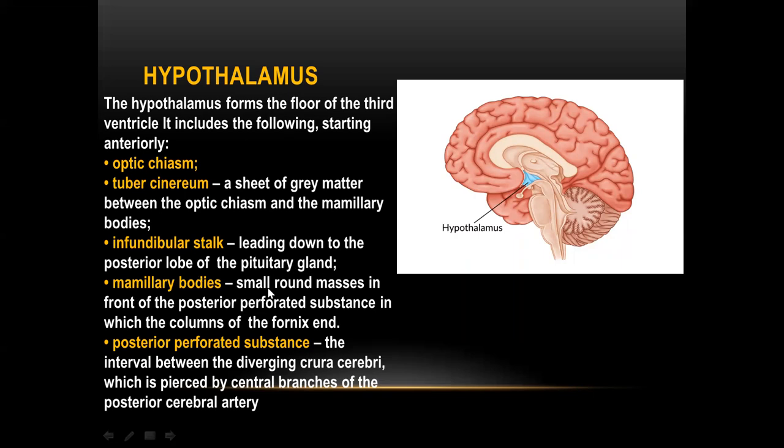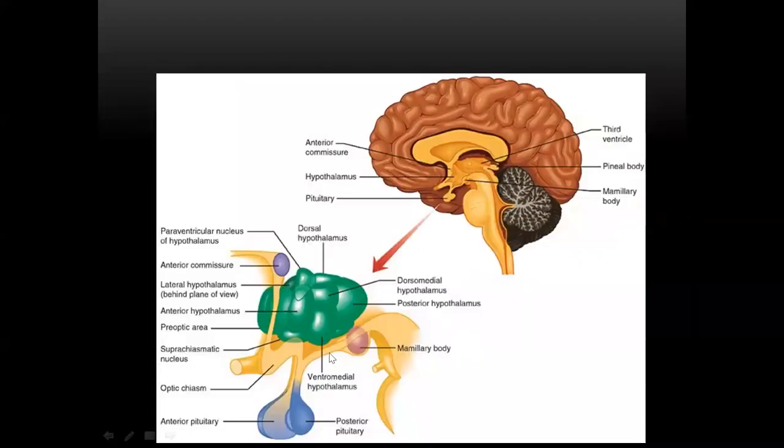The mammillary bodies are rounded masses in front of the posterior perforated substance, where the fornix ends. The posterior perforated substance is located between the crura cerebri and is perforated by the posterior cerebral artery. Here is a section showing the hypothalamus. This is the first part, and the anterior part is the optic chiasm. The tuber cinereum is a sheet of gray matter between the mammillary bodies and the optic chiasm. This is the infundibulum, which ends in the posterior pituitary gland. Here are the mammillary bodies, and posteriorly is the posterior perforated substance.